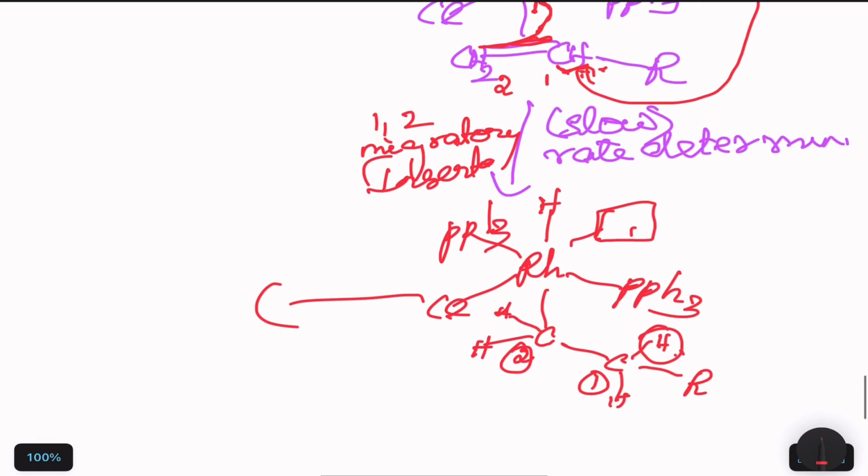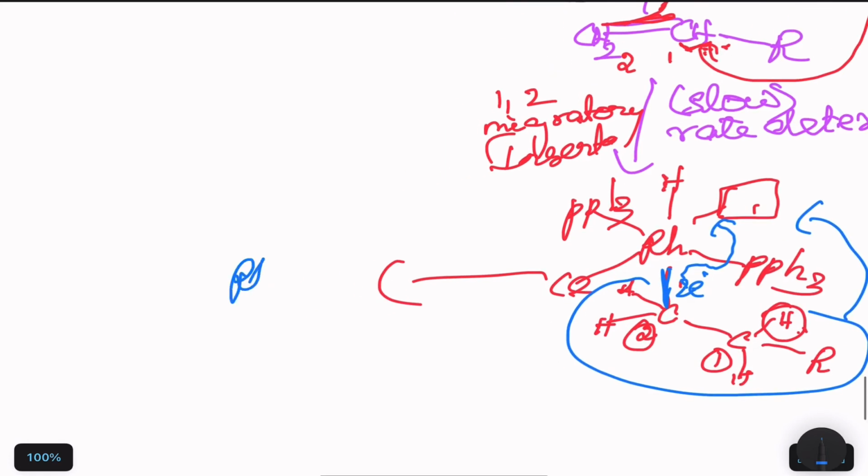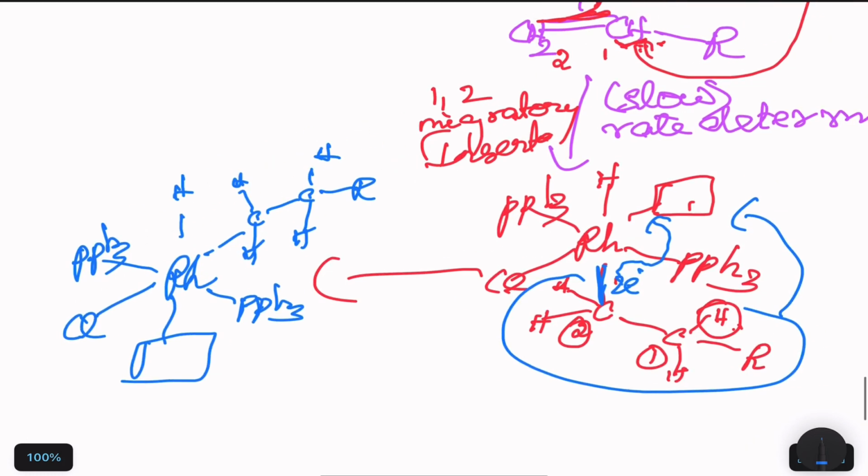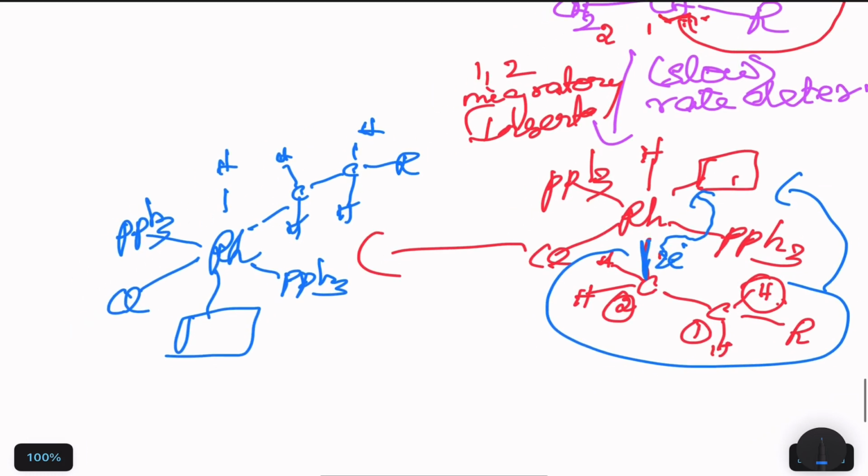Next, in this migratory insertion, this entire group, with its 2 electrons, goes and attacks this space. From there we took the hydrogen, and into that space this entire group is going to move. So rhodium and then hydrogen is present. Here CH2, H2, C, H, H, R. And then here one triphenylphosphine and one chlorine. Here an empty space is now present. This is the main step. Migratory insertion is very important.